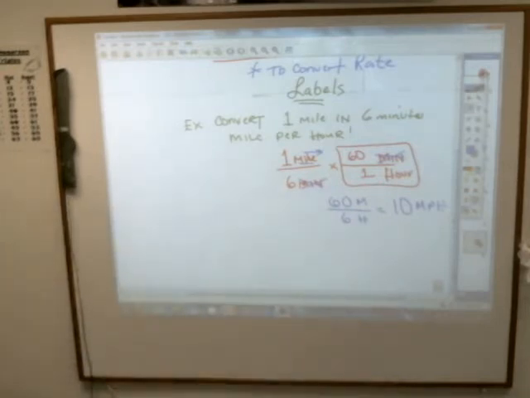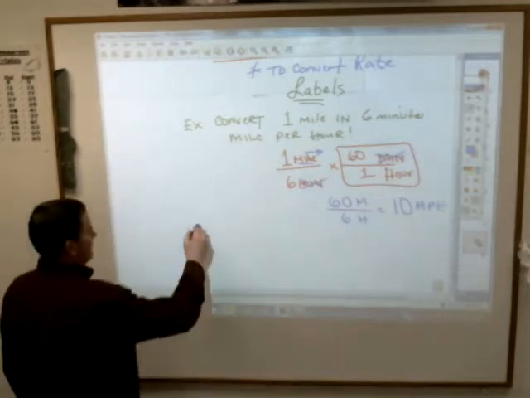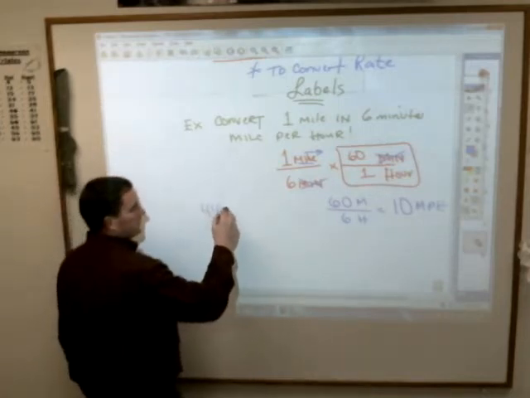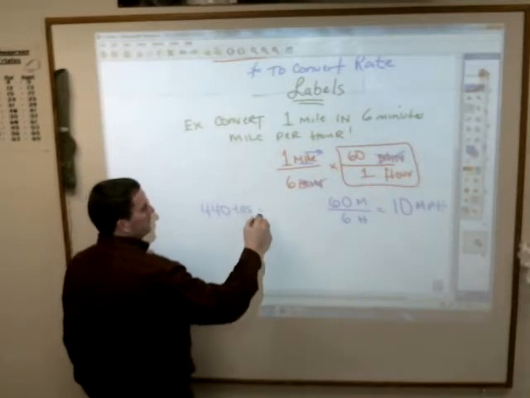How about this one? Convert 440 yards per minute to yards per second. 440 yards per minute into yards per second.